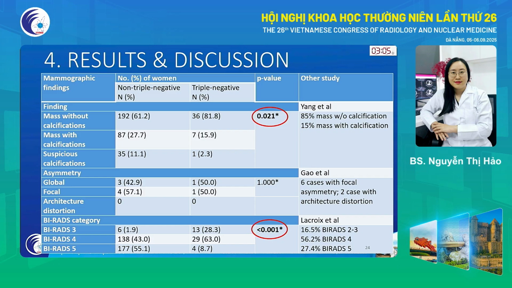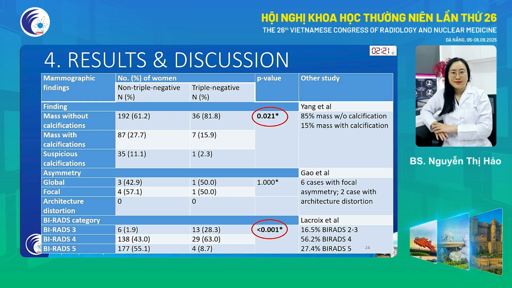About mammographic findings, you can see here that mass without calcification was the most common finding in triple negative with more than 80%, while this finding was only 61.2% in non-triple negative. And suspicious calcification we see in more than 10% in non-triple negative, but only 2.3% in triple negative. This finding also has a statistical difference between two groups, while other studies, such as Young et al., show that 85% mass without calcification was the finding of triple negative cancer.